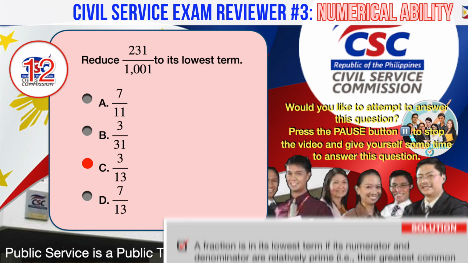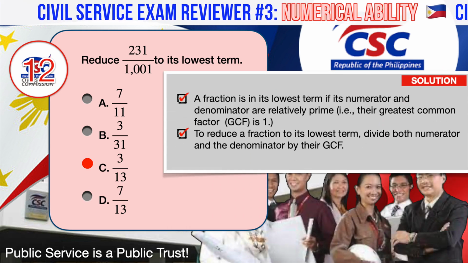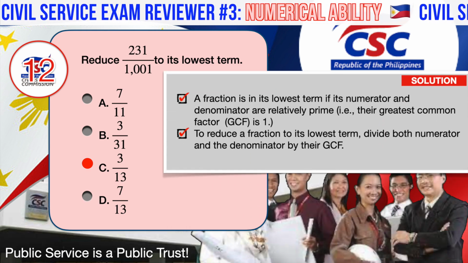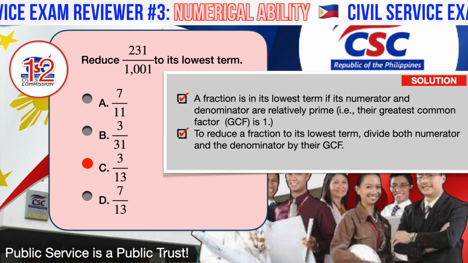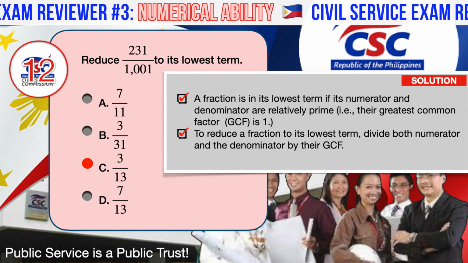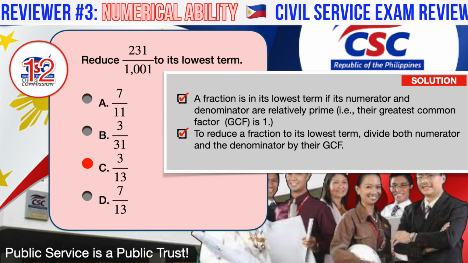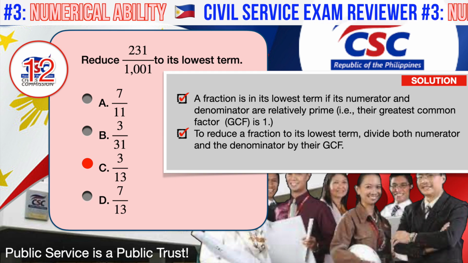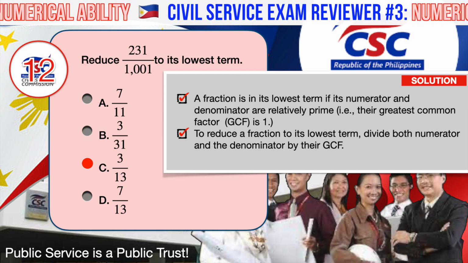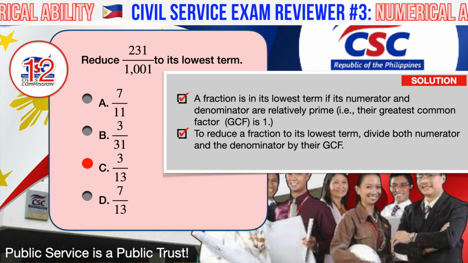3 over 13. A fraction is in its lowest term if its numerator and denominator are relatively prime, that is, their greatest common factor is 1. To reduce a fraction to its lowest term, divide both numerator and the denominator by their greatest common factor, or GCF. The question is, how do we find the GCF of 231 and 1001?